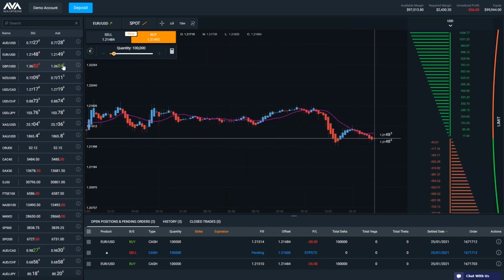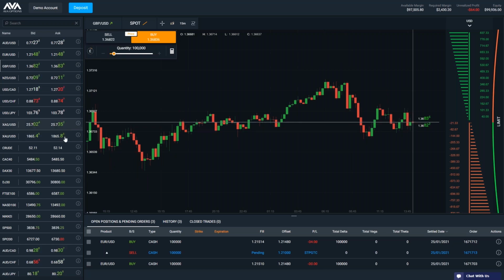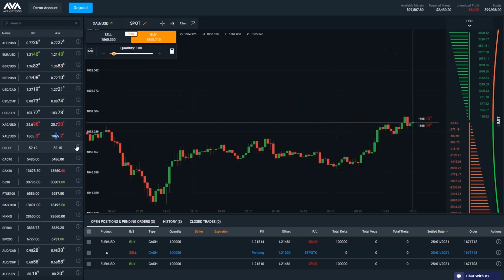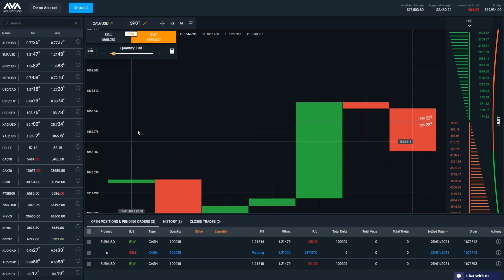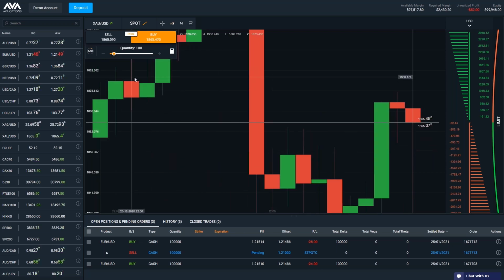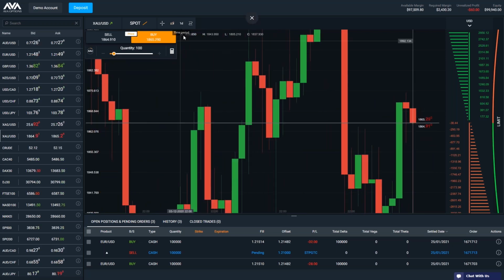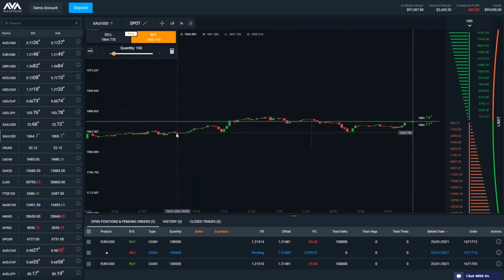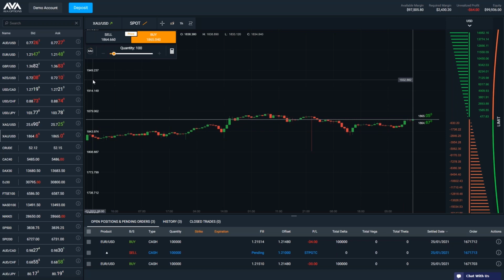So you can choose any asset. You can choose the pound. You can choose gold. You can change your periodicity, as I mentioned. Whoops. That's something that we're going to fix. So there's history. And again, you can put in studies however you like.